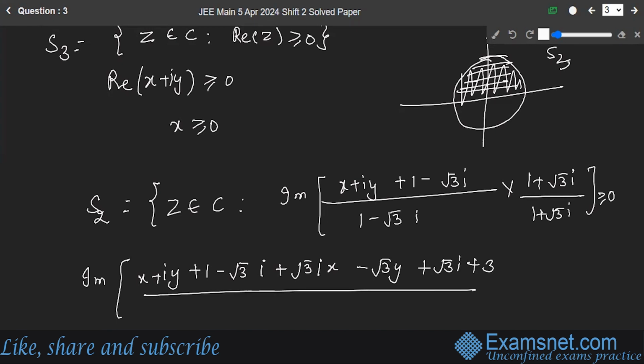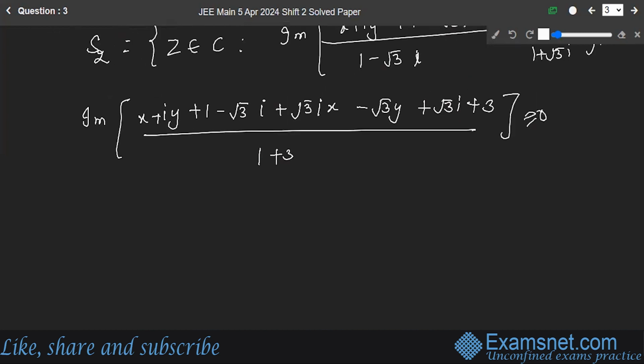Whole thing divided by, this is the complex number. So the square will be a plus b into a minus b, which here will be given by a squared plus b squared. So this is 1 plus 3. According to the question, this is greater than or equal to 0.